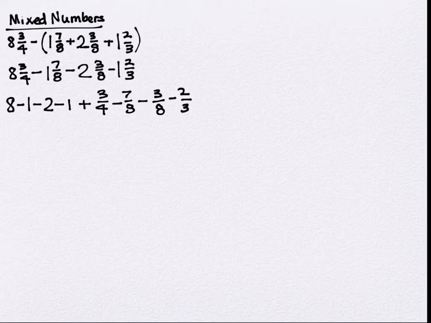All right, whole number pieces: 8 minus 1 minus 2 minus 1. I've got them all up there. What do we have? 4. We do. There's 2 fractional pieces that can be combined. I have the 3/4, and then I have negative 7/8 and negative 3/8, so that's negative 10/8. Not thirds, eighths. Negative 10/8. And negative 2/3.